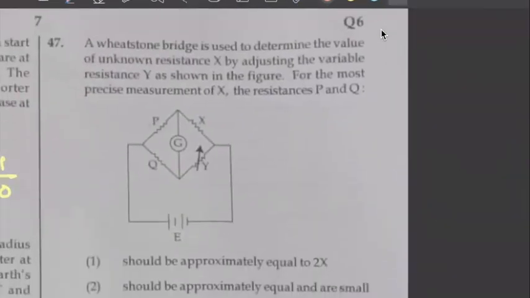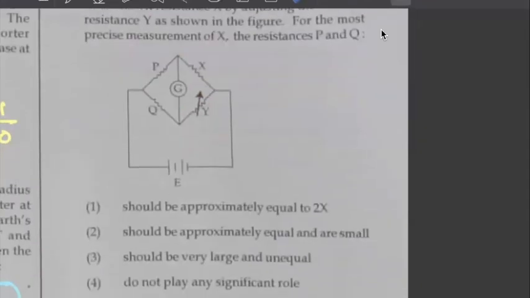Which stone finally is used to determine the value of unknown resistance X, by adjusting the variable resistance Y. For the most precise measurement of X, the resistances P and Q should be approximately... Actually, if you want a precise value, then your null point should be somewhere in the midpoint. That means they will be in the midpoint if P and X are equal or Q and Y are equal.